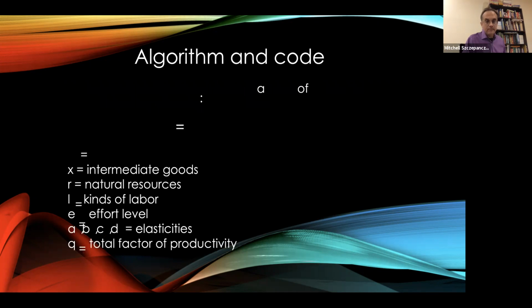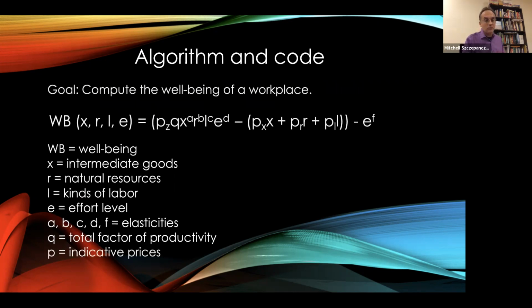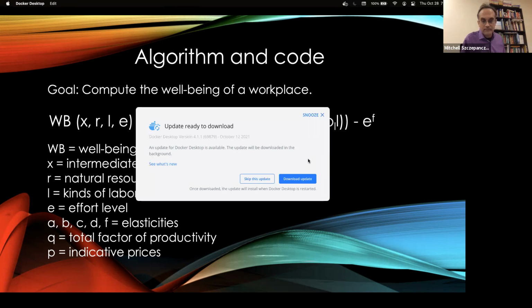And with that, we can now compute the well-being of a workplace. That is, we're not just interested in trying to figure out how to produce stuff. We also want to make sure that we're accounting for the people involved with it, and to determine that those workers' needs are accounted for. And so this formula is used here for computing that well-being. You have a well-being equation that takes 4 inputs: the intermediate resources, natural resources, kinds of labor, and effort.